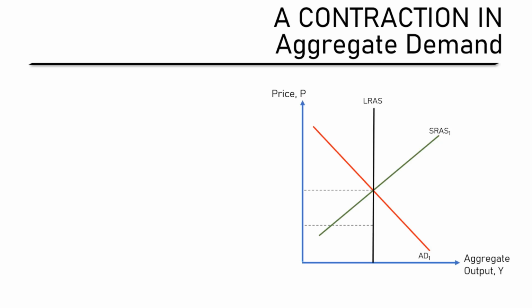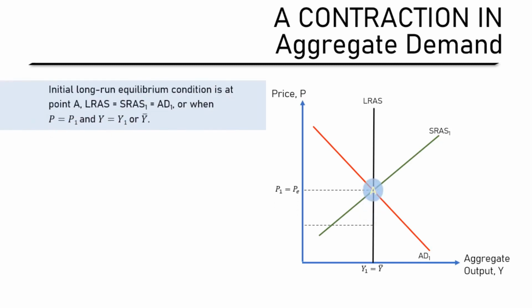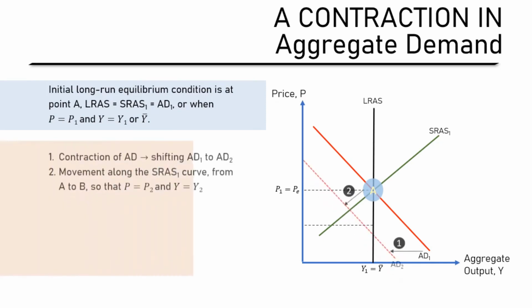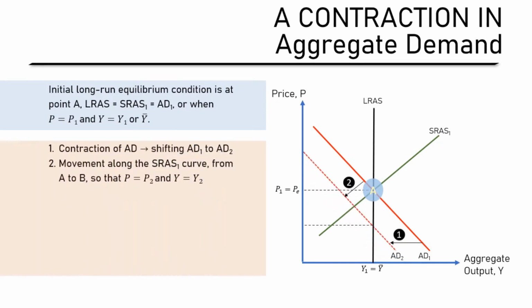We have AD, SRAS, and LRAS. And we assume the initial condition is in the long run equilibrium at A, when Y1 equals Y bar and P1 is PE or expected price. So when AD is shifting to the left, there will be movement along the SRAS curve. At point B, price is lower than expected, or P2 is lower than PE.